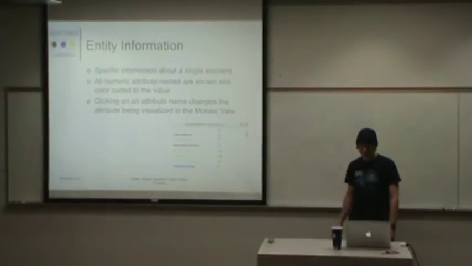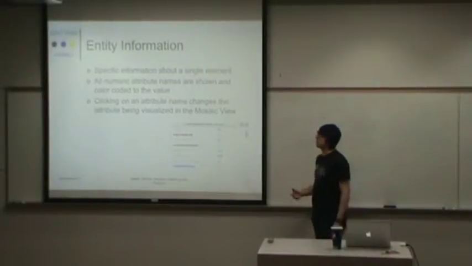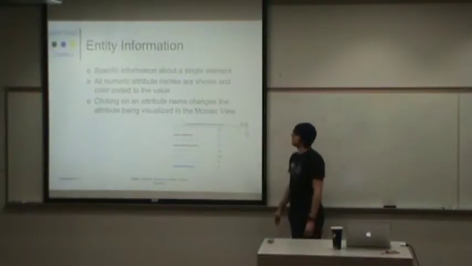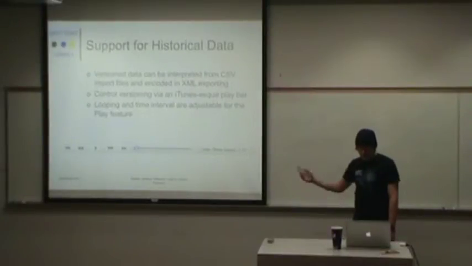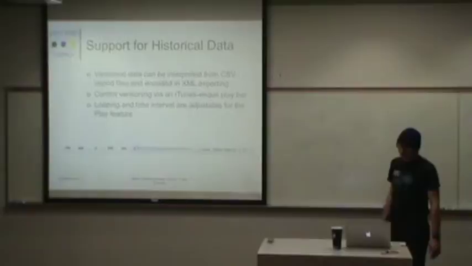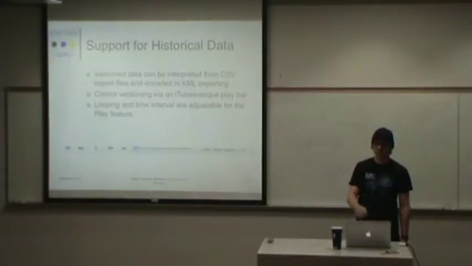Entity information, as I said, lets you go through and see the more specific things, and it actually facilitates the quick navigation that I was talking about. You can click on one of these and it'll change the view being visualized in the Mosaic. And there's support for historical data with this playback bar. You can adjust the delay for presentations or things like that. You can drag it to drag the Mosaic to a different window if you're giving a presentation.